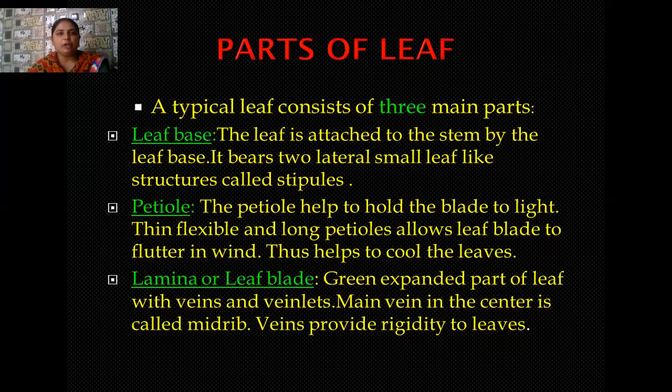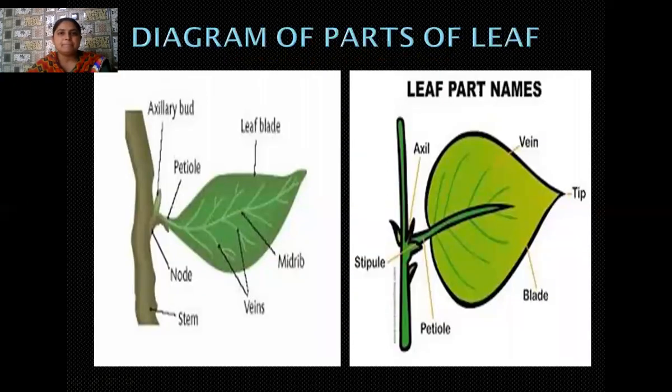So in case of a dorsiventral leaf, which is the characteristic feature of dicot, such type of leaves are present, which may be simple leaf or compound leaf, having the main vein which is known as midrib, and other lateral veins which arise from the midrib. So these veins, besides transporting water and minerals, also provide rigidity to the leaf blade or the lamina.